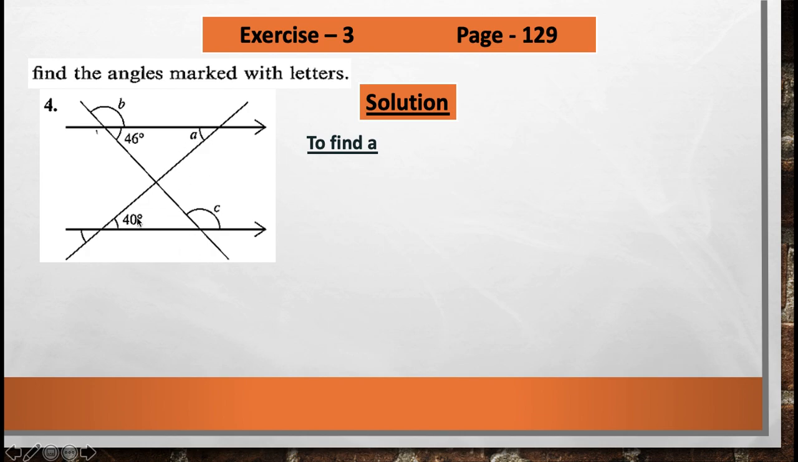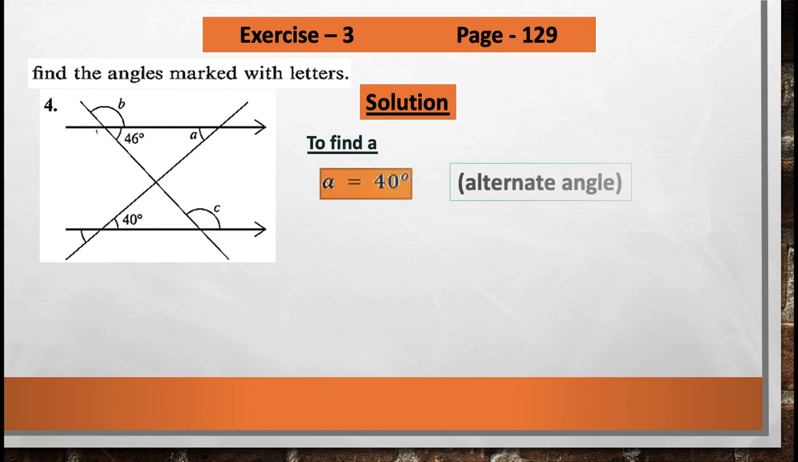What is the relation of alternate angles? Alternate angles are equal. That means A is equal to 40 degrees. We have already found A. Since A and the given angle 40 are alternate angles, and the property of alternate angles is that they are equal, this is 40, so A is also 40.